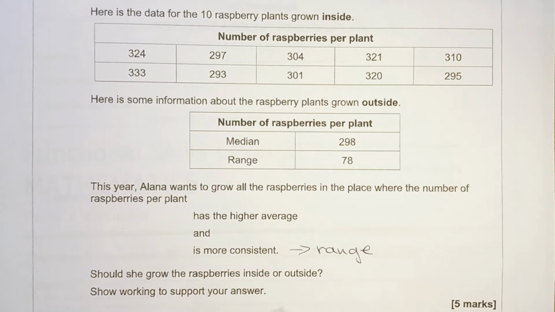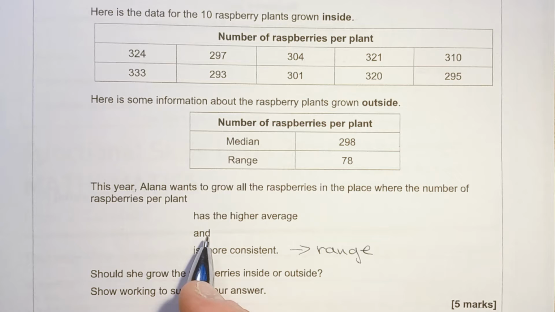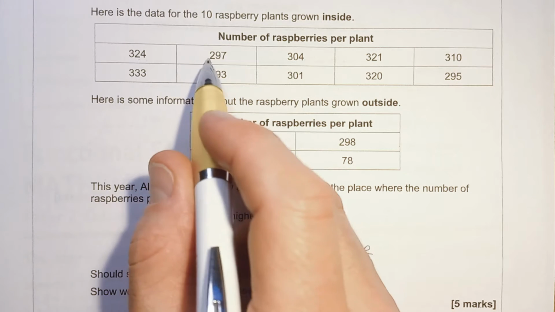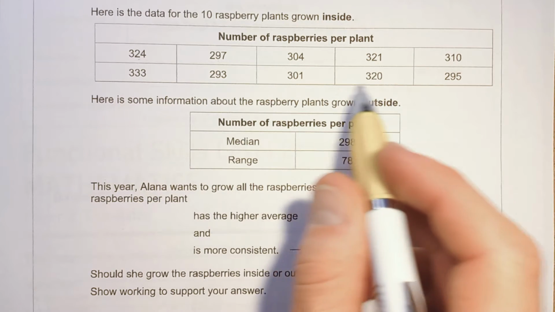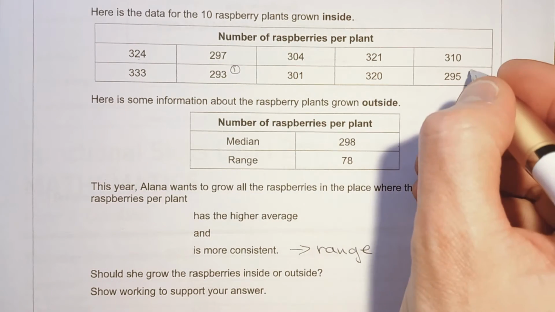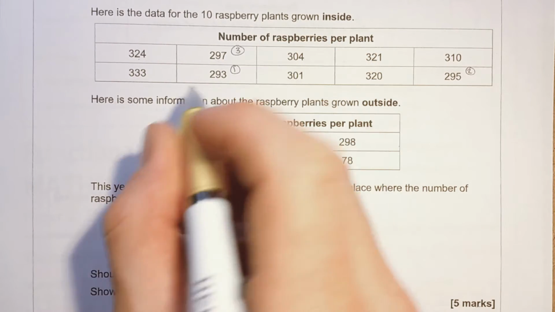Right, so we need to work out the range, and we need to work out the median. Let's do the median first of all. To do the median, we want to find the middle number, and to do that, we need to rank these in order from smallest to largest. So what's the smallest one? 297, anything smaller? Or 293? Yeah, so this is the smallest, so I'll label that 1. Then 295. Then 297. Then I think all the others are in the 300s.